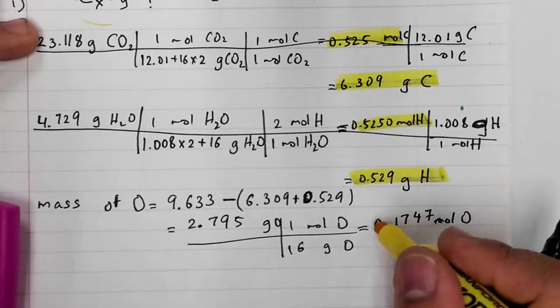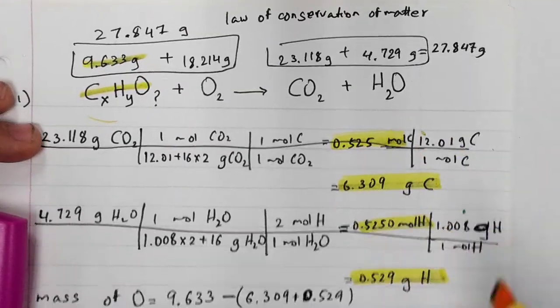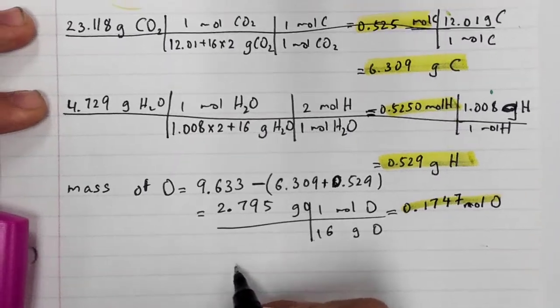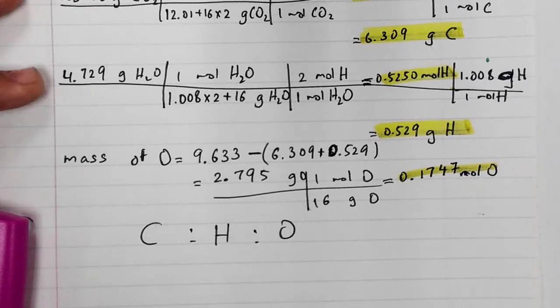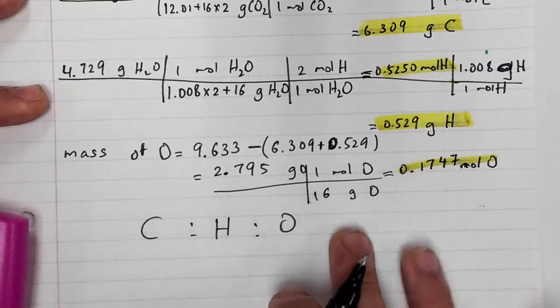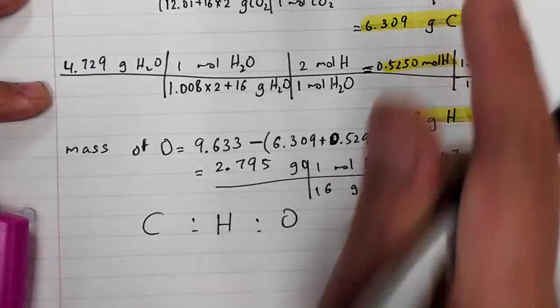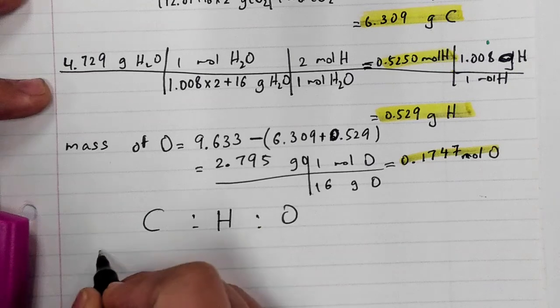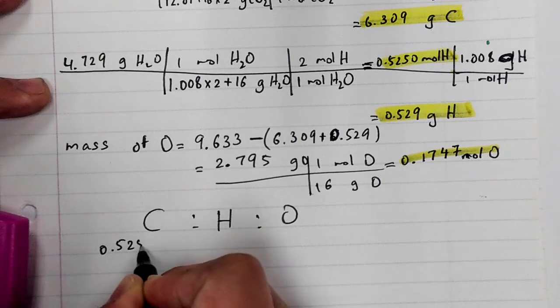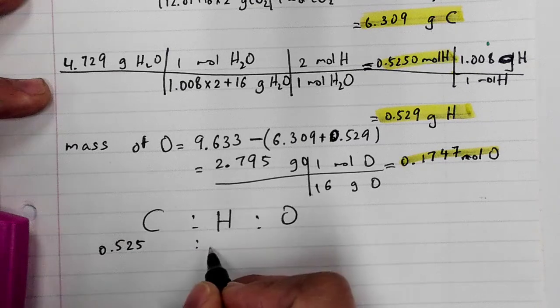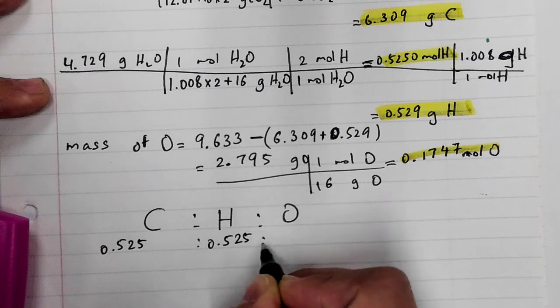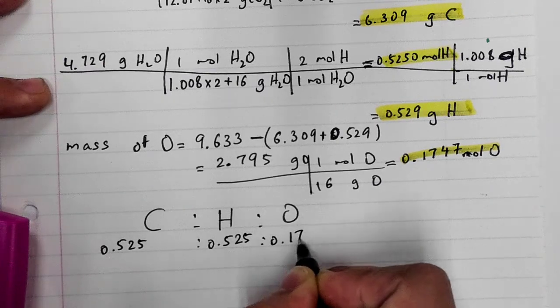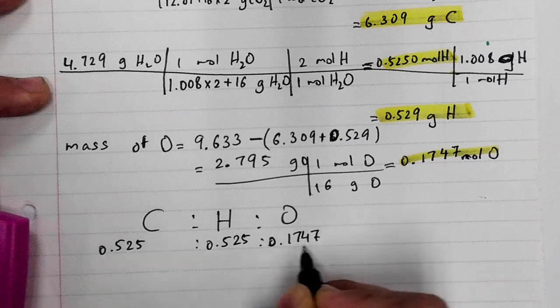Now that we have mole here, right up here and here, we're gonna use all the mole together. So that is our CHO ratio. Notice that in class 1 we have nitrogen, so we do have another one, but here we just have CHO. So we're gonna pick up the number. Make sure you put the right one. So carbon is 0.525 mole. Notice that these are all mole, and then this is 0.525 also, and then this is 0.1747. Okay, based on this, oxygen has the lowest.